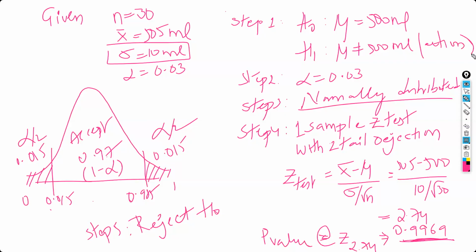Anyone has any question? If anyone has any question, you can ask. The questions we covered: one sample Z test with left tail rejection, one sample Z test with right tail rejection, and one sample Z test with two tail rejection. 3 of them. Everything is clear or anyone has any questions? Online students, could you please respond? Is that clear or any questions? Everyone?